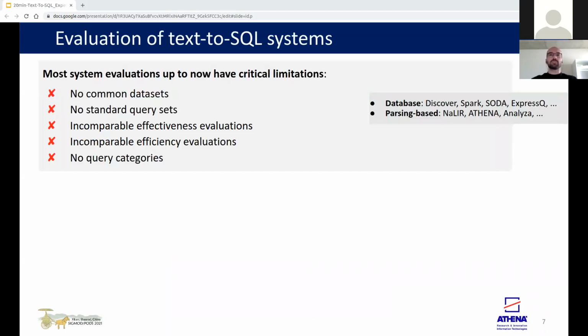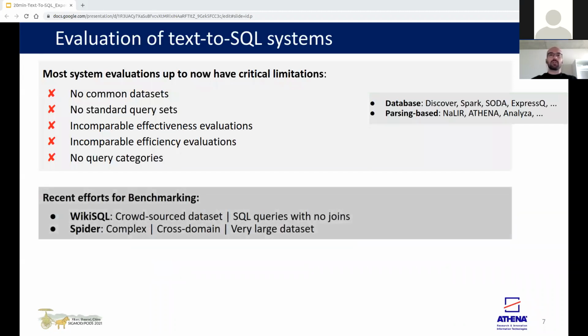Existing evaluations have some critical limitations. First, they don't use a common dataset or query set. Second, their effectiveness and efficiency evaluations are incomparable. But most importantly, they lack a query categorization for a fine-grained comparison of each system's main functionalities.